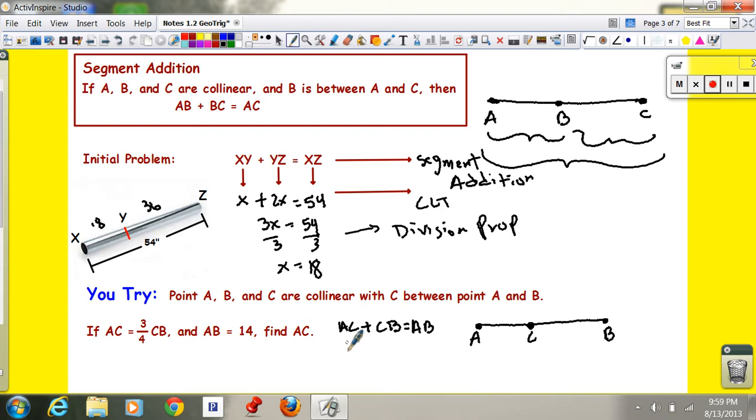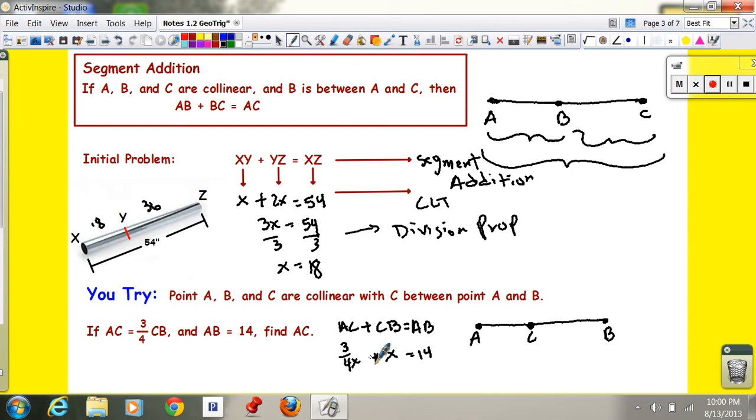Let's plug in what we know. We know that AC is 3/4 of CB. So AC is 3/4 of CB, so it's going to be 3/4 of X, because we really don't know what CB is yet. That's going to be our X. So it's going to be 3/4 of that X. And the AB, it tells us, is 14.